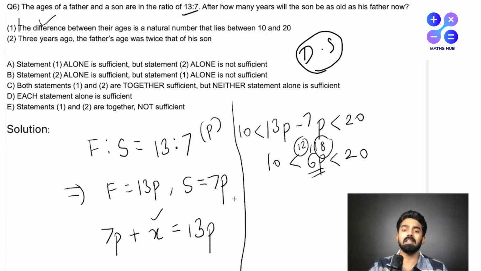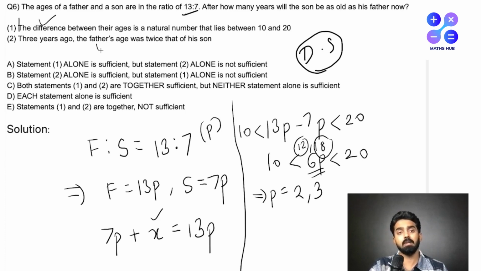So we can't really say. If we take 12 as the option, then P equals 2. If you take 18, then P would be 3. But we don't know exactly what it is. And if we know either P is 2 or 3, we'll be able to find x. So x is equal to 6P basically. But we don't know that. So one statement alone is not sufficient for us to answer the question.